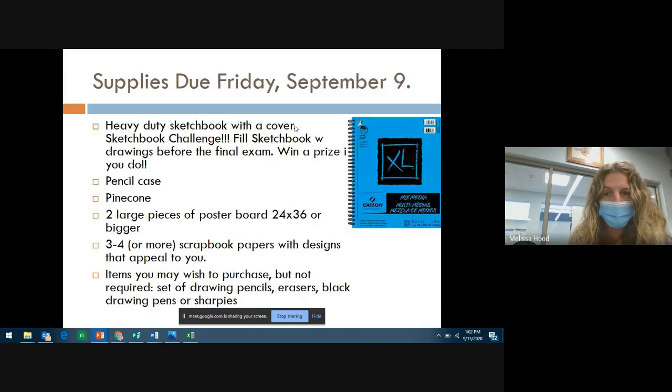And I had already gone over this with the students. Seems like everybody has a sketchbook and nobody needs to worry about any of these other supplies. I've got everything covered.